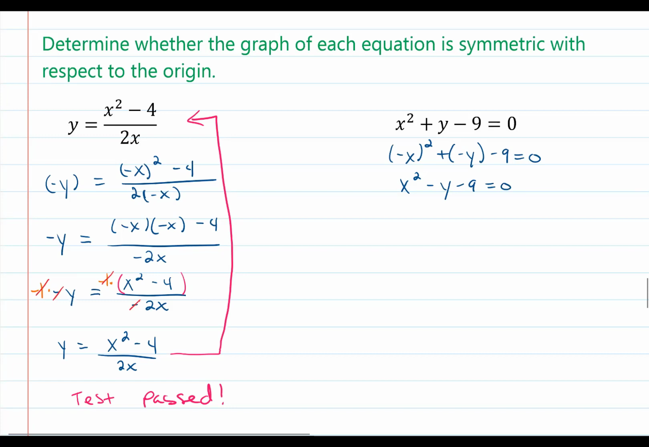Now, sadly, there's nothing I can do to both sides. There's nothing I can do to simplify the left side in order to get back to the original equation. So this, unfortunately, fails the test. This means that the graph of this equation is not symmetric with respect to the origin.